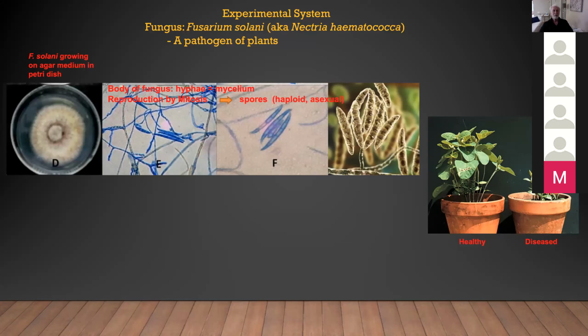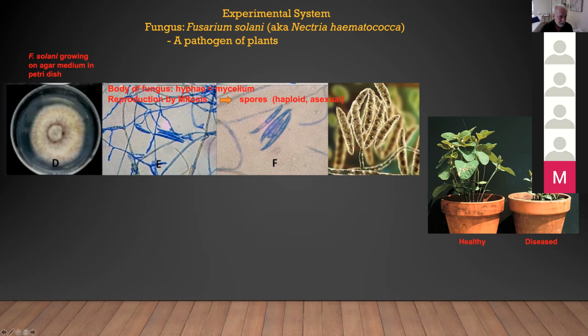So what was the experimental system that Satoshi was working on? It's a fungus called Fusarium solani, also known as Nectria hematococca, which is a plant pathogen. Now, this fungus can grow in an agar medium, which you see on the left. It looks like an ordinary mold.